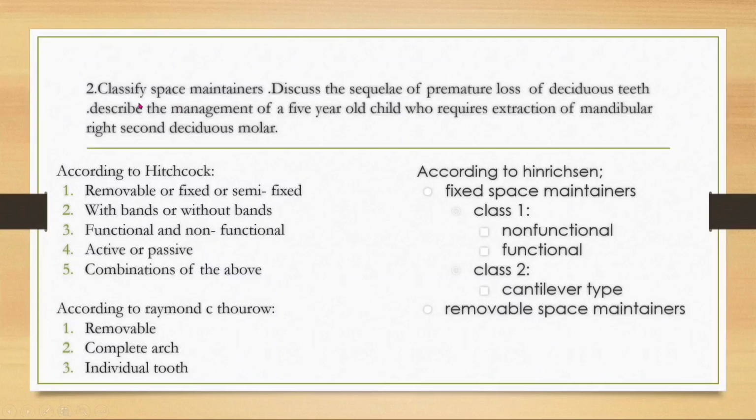So, classification of space maintainers. Hitchcock classified them as removable, fixed or semi-fixed, with and without bands, functional and non-functional, active or passive, and combination. Raymond classified them as removable, complete, individual tooth. Hendrickson classified them as fixed space maintainers and removable space maintainers. In fixed, there are class 1 and class 2, where class 1 is non-functional and functional, and class 2 is cantilever.